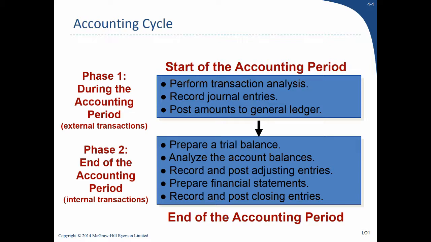We record and post adjusting entries. When we say record, what do we mean? We enter a journal entry. We record an entry into the journal. When we post, we take that information from the journal entry and put it to the T account, to the general ledger. Then we can prepare financial statements, and then we record and post closing entries. And then we end the accounting period.